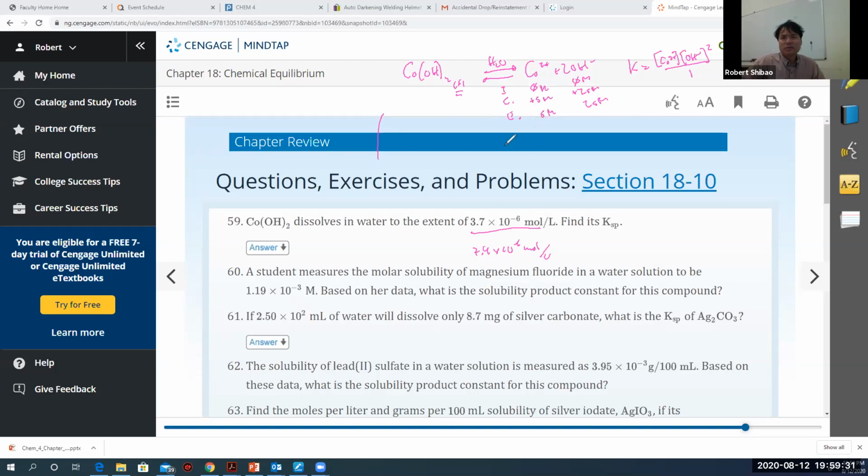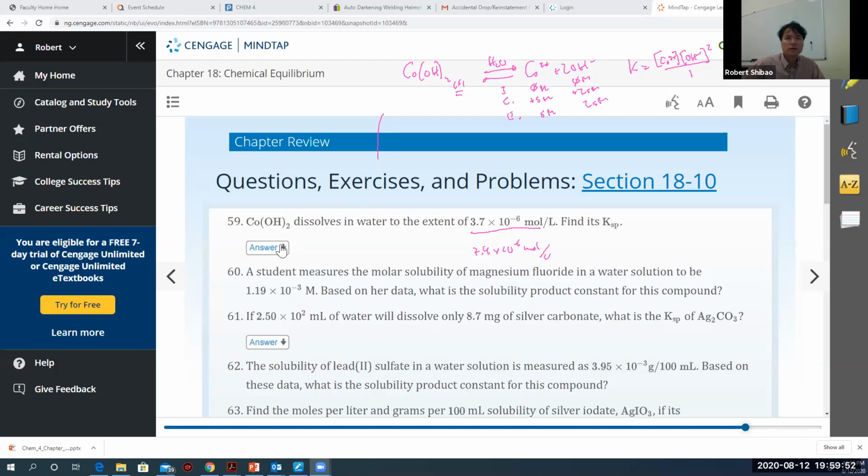S is called the solubility. And that's the extent to which cobalt dissolves. For every cobalt that dissolves, 1 cobalt-2 hydroxide dissolved. And so that's how much cobalt-2 hydroxide dissolves. And then we just plug it into the equation, we can get what the K ratio is.